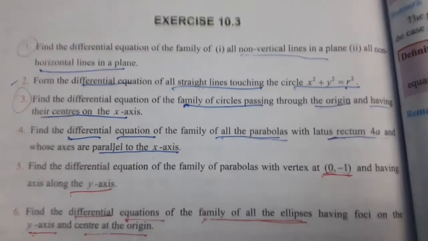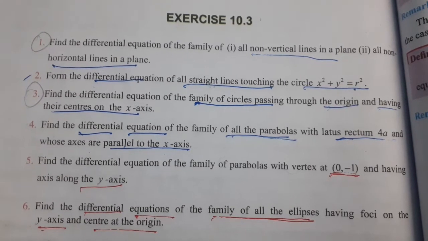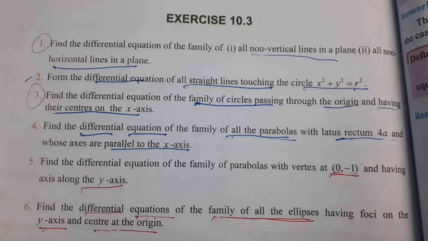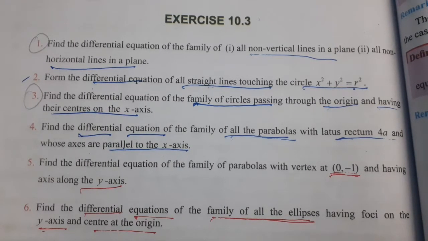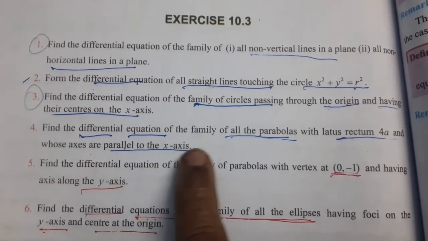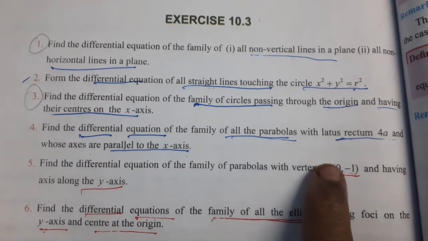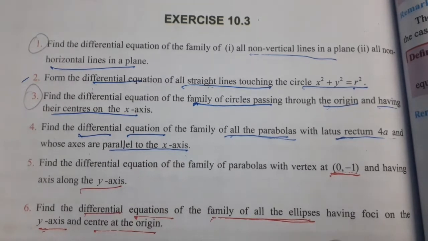Good morning students. Today in class I continue the same exercise 10.3, question number 4. See the question in the book. What is the question? Find the differential equation of the family of all the parabolas with the latus rectum 4a and whose axes are parallel to the x-axis. Latus rectum is what? 4a. Axes are parallel to which axis? Parallel to the x-axis.